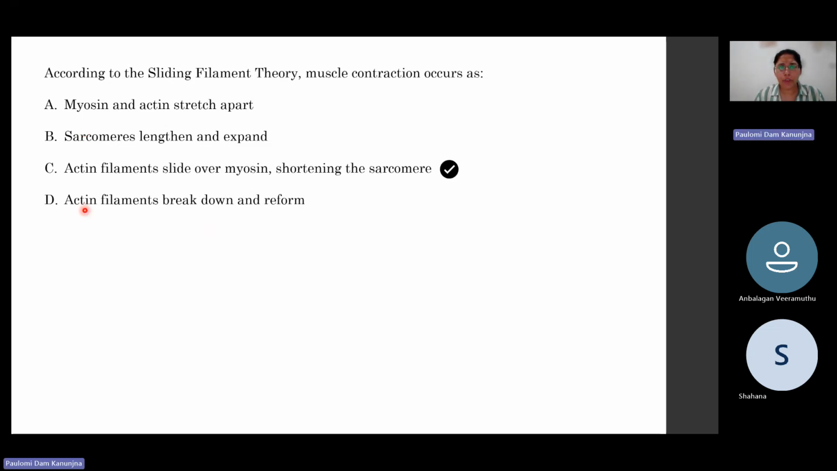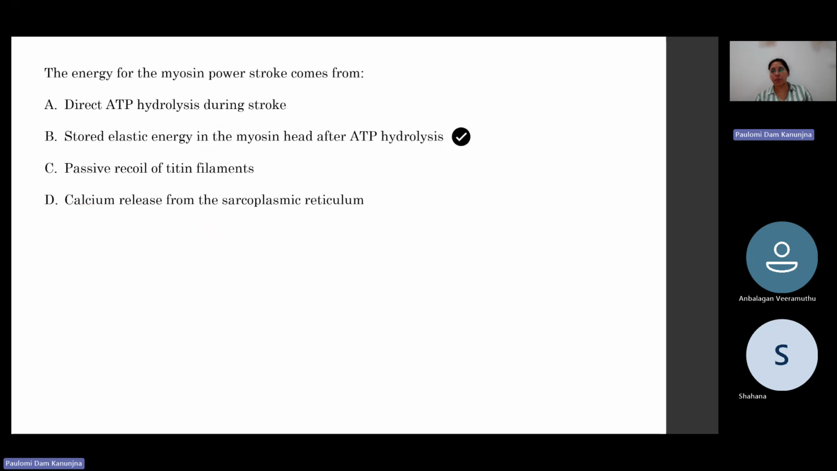Okay, so let's quickly go over it. Your actin filaments slide over myosin and it shortens the sarcomere. Remember, in the sliding filament theory, know exactly what is sliding over the other. Okay, and this is probably the last slide.